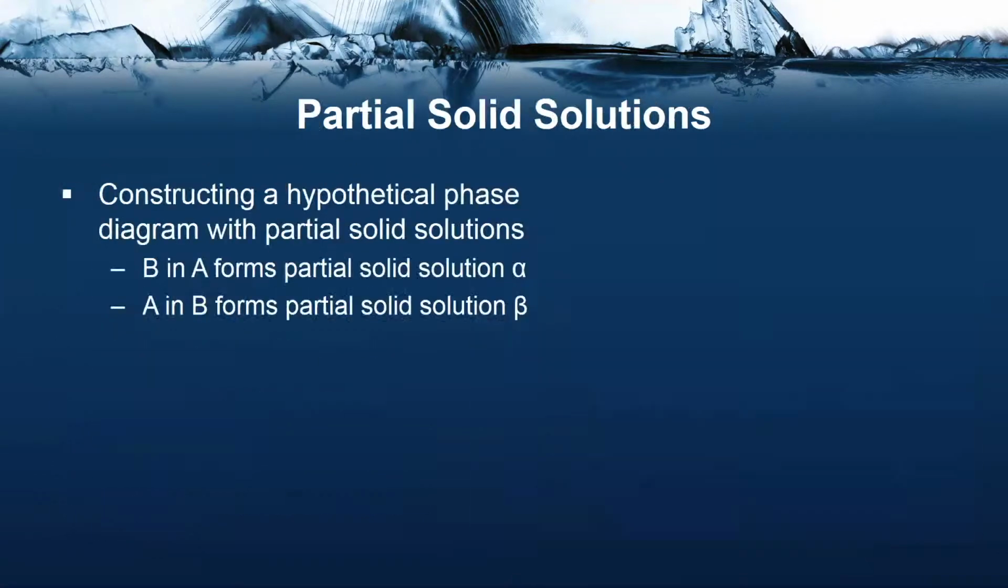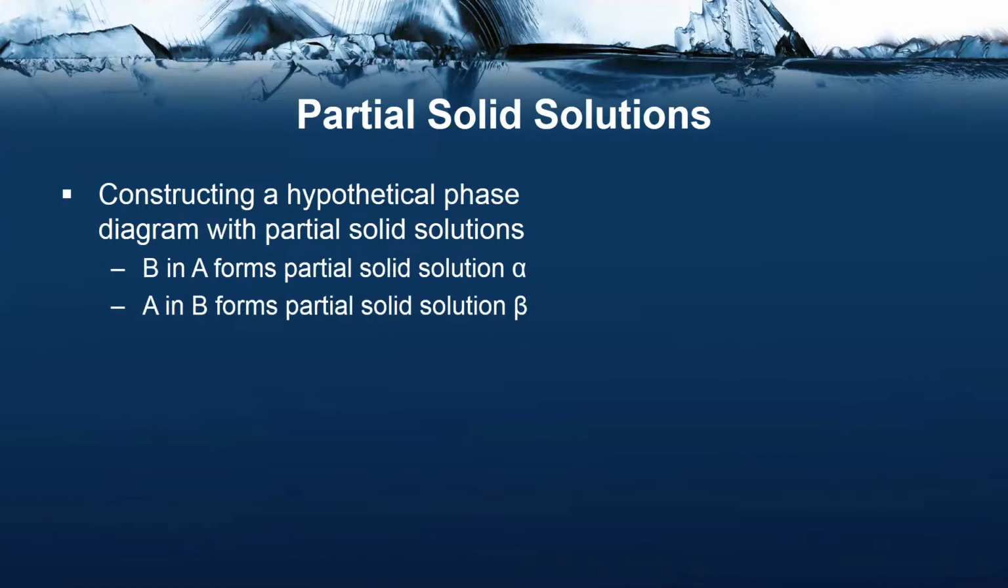Many of the binary systems have partial solid solutions where a solute A is soluble to some degree in solvent B or vice versa. To illustrate how to draw these type of hypothetical diagrams, we'll consider a diagram where B in A forms a partial solid solution labeled alpha, and A in B forms a partial solid solution named beta.